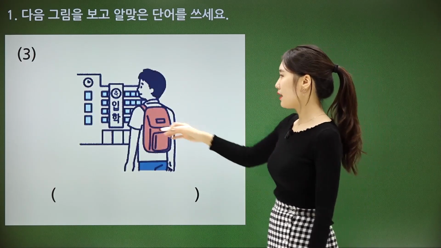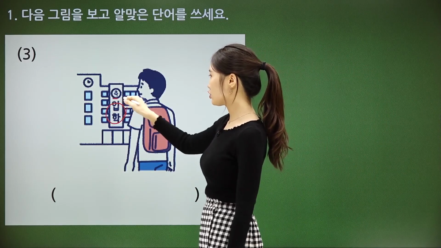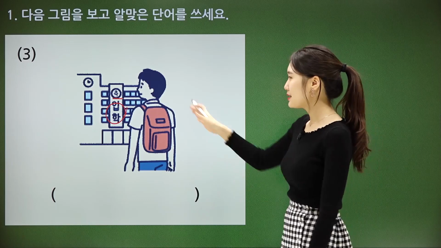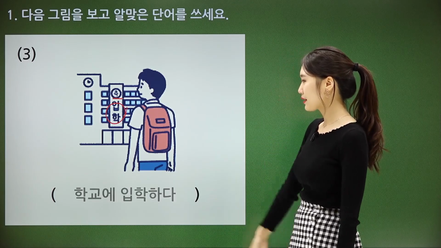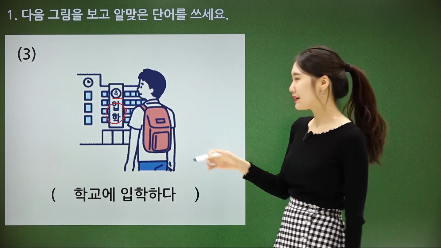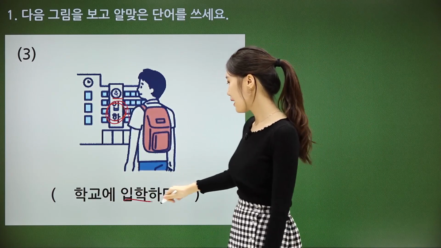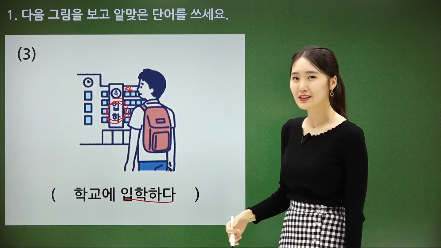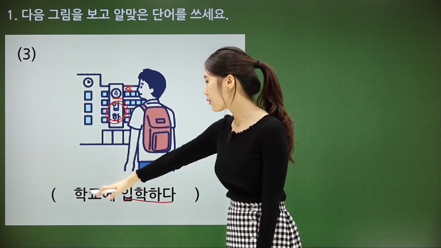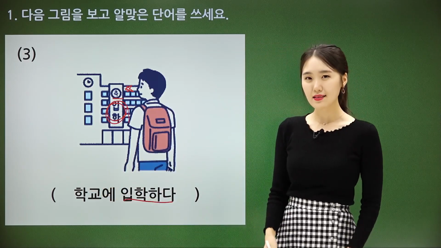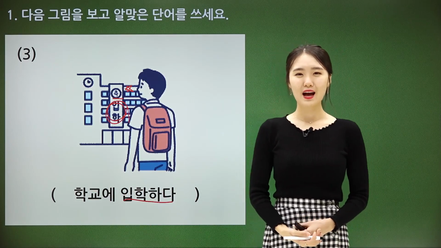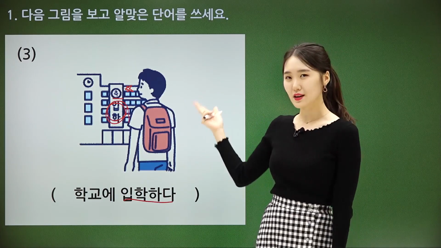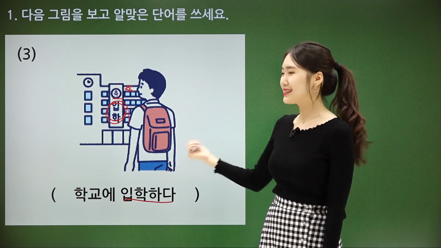Third one. Oh, here, 입학 축. So he is entering a new school, right? So how should we say? 학교에 입학하다. Okay, 입학 here. 입학하다. Oh, congratulations, coming here, entering the school. So, 학교에 입학하다. So, we have learned about study, school, and also study abroad, and getting a job.